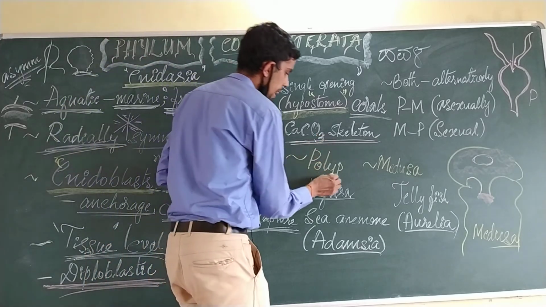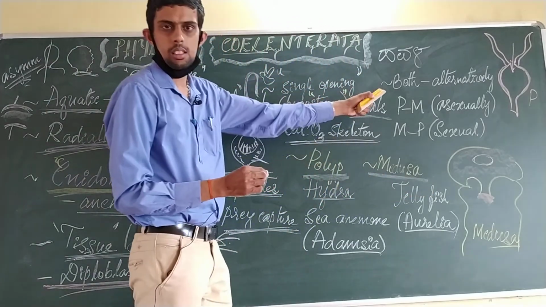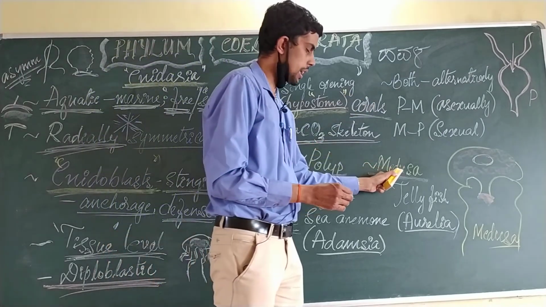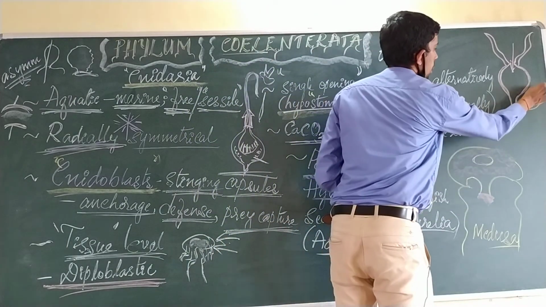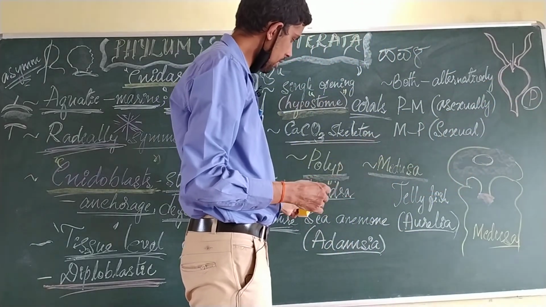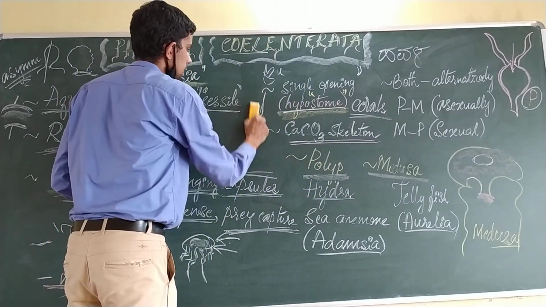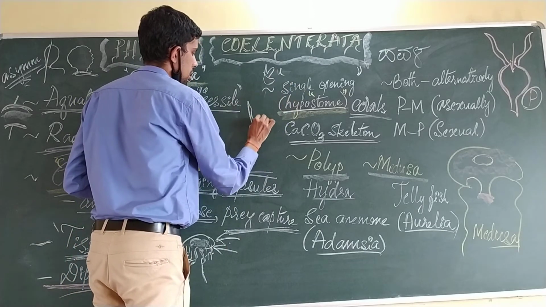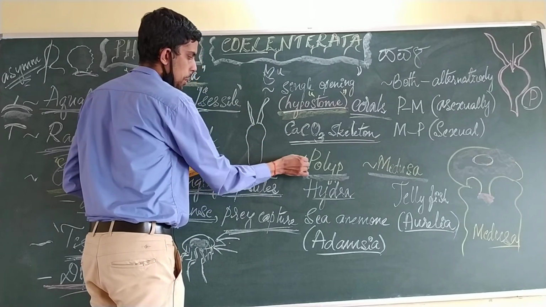And then in this group there is a little advancement in the body types. That is, we find two types of body forms. One is called the polyp, and the other one is called the medusa. So here you find that there is a polyp. Polyp is nothing but an elongated structure, and at the tip it has a cup-like mouth. So this is a type of polyp.